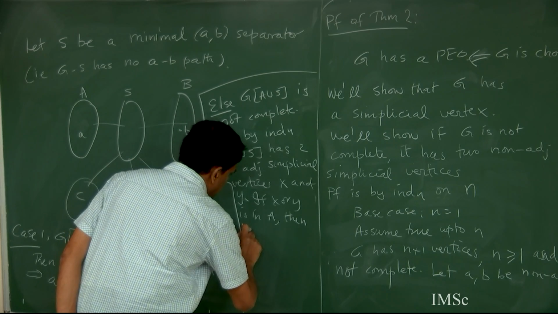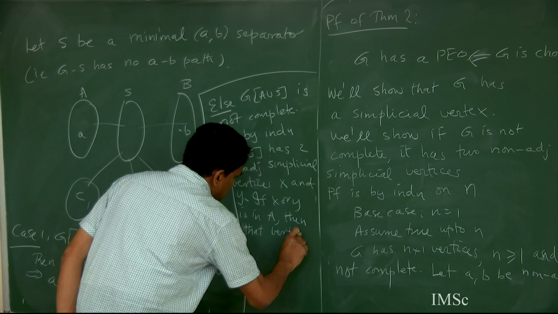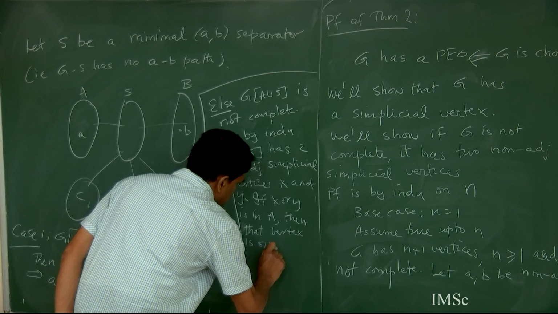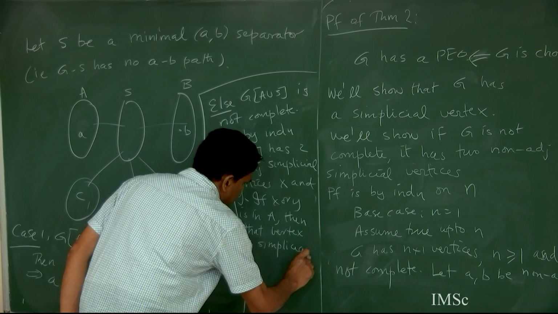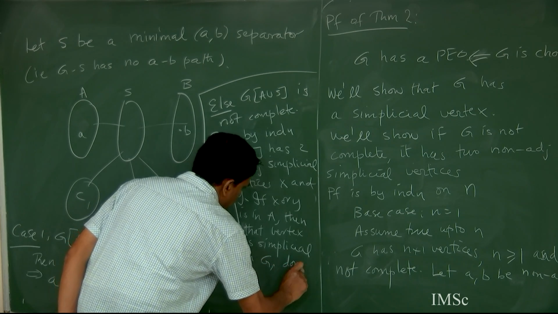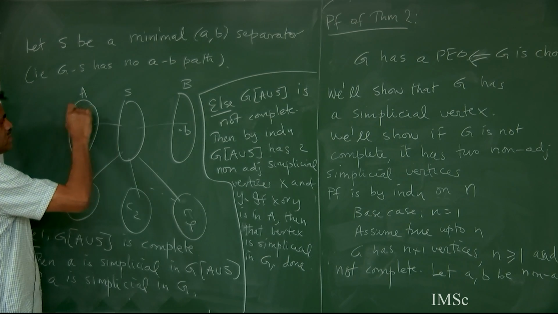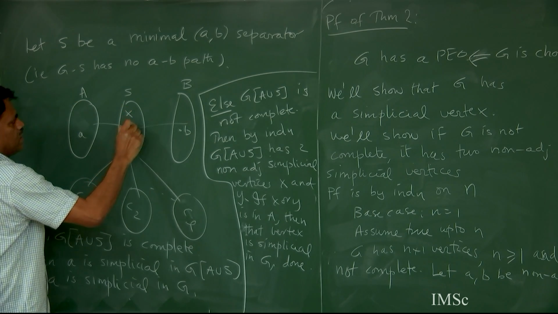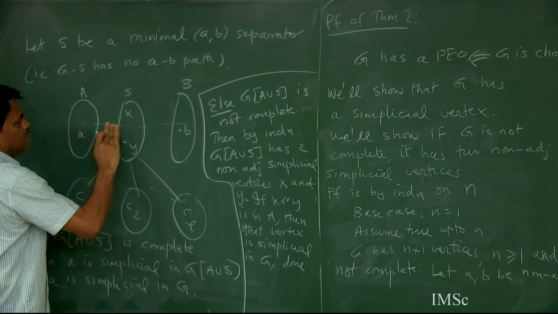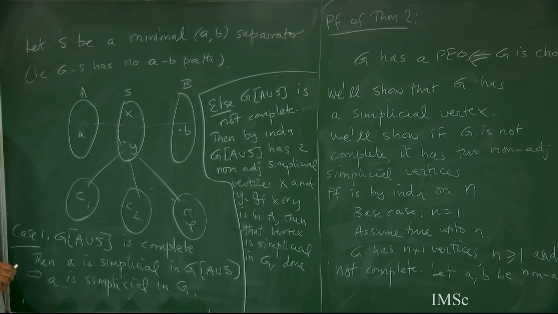Then that vertex is simplicial, so we are done. So what is the case now? We have that there are two non-adjacent simplicial vertices, and they are actually sitting in S. I want to argue that that cannot be possible in a chordal graph.